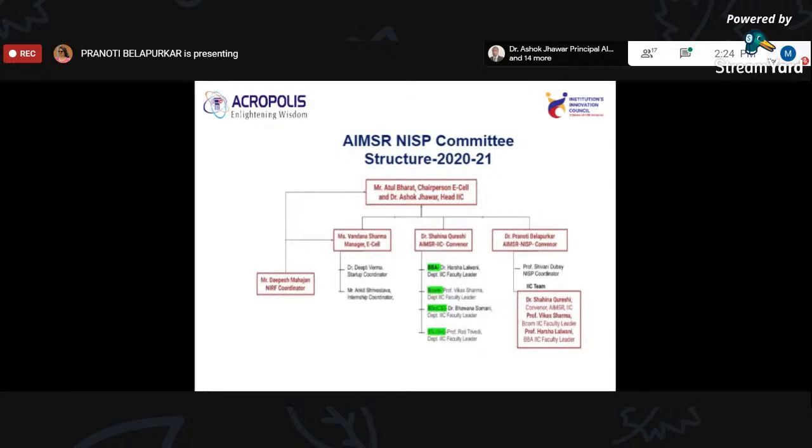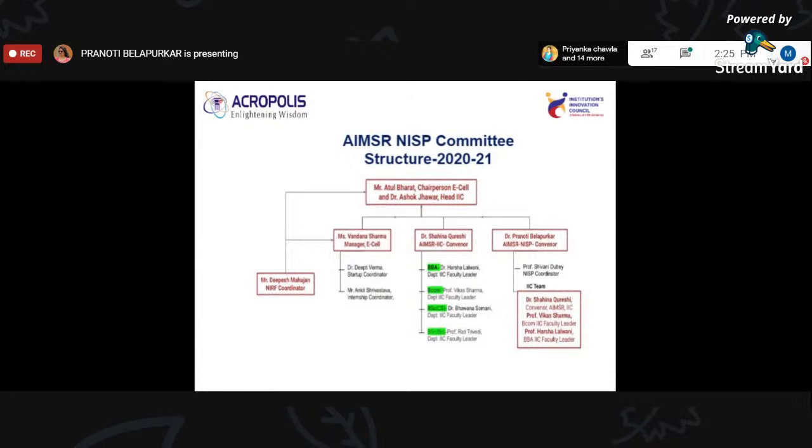This is not possible if we don't have a team. So the AIMSR NISP committee for 2021 comprises of these many people. To be very specific, it is under my convenership. I am the convener here. Dr. Shivani Dubey is acting as a coordinator. She coordinates between the whole committee. The committee has different assistant professors from different departments of AIMSR.